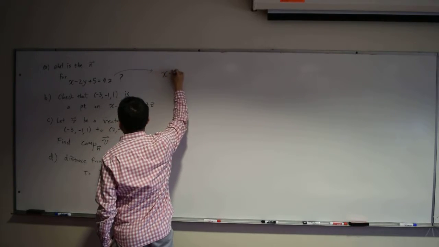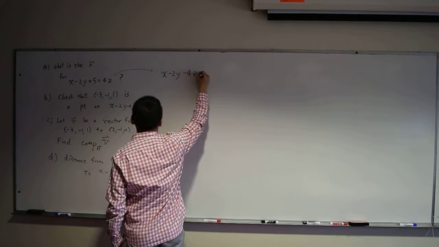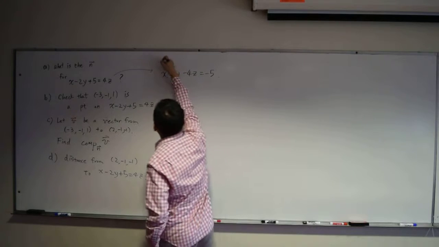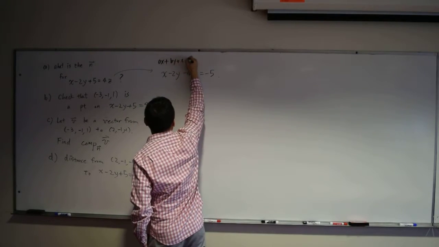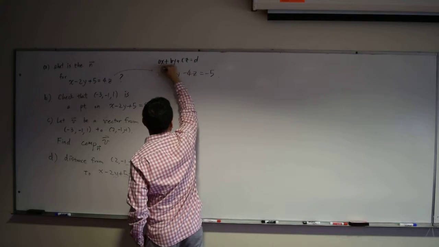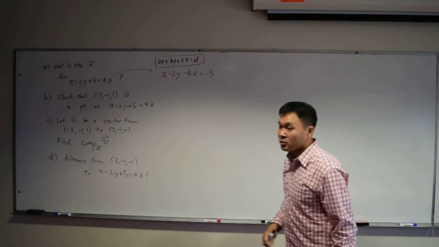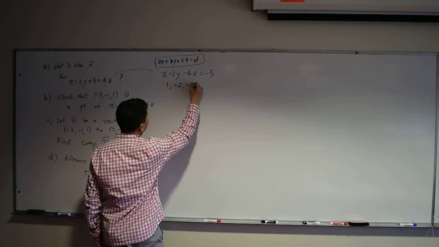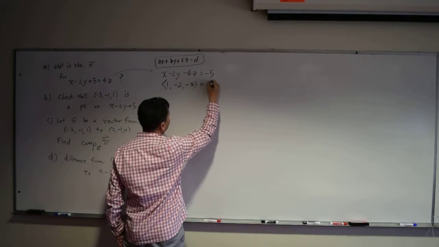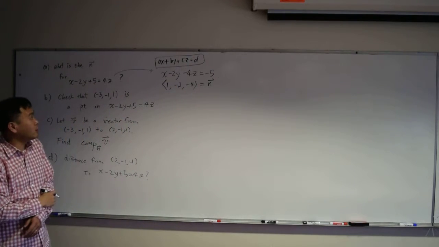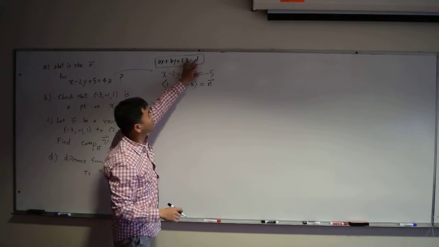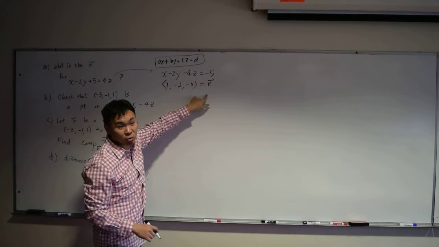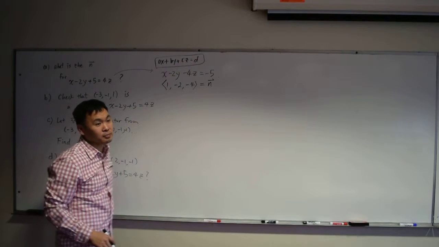So x minus 2y minus 4z equals negative 5. To read the normal vector, you should first write it in the form ax plus by plus cz equal to d. So I wrote it like that. Then you know that 1, negative 2, negative 4 is the normal vector. When you have ax plus by plus cz equals d, the vector a, b, c is a three-dimensional vector which is normal to the plane that's given to you.